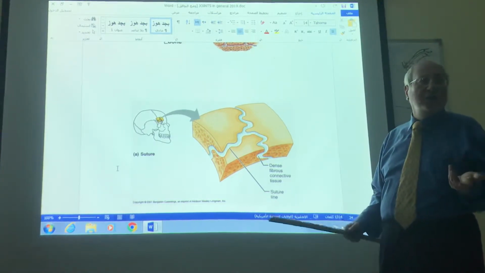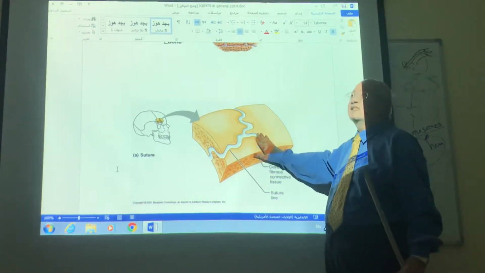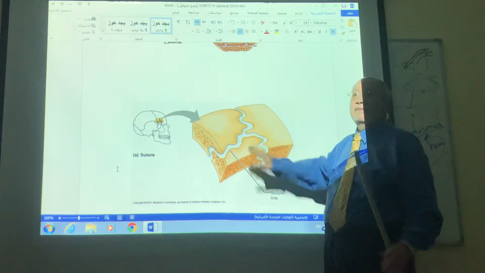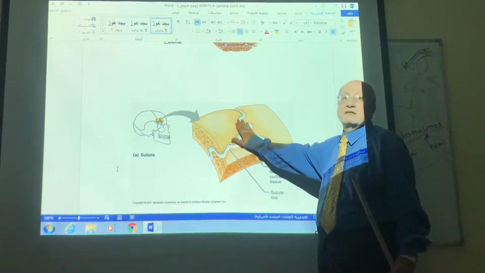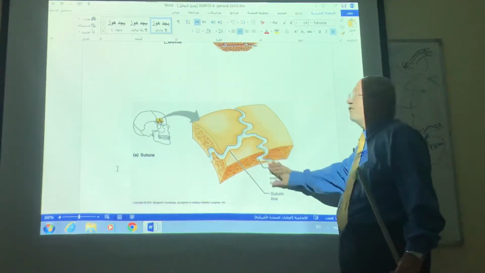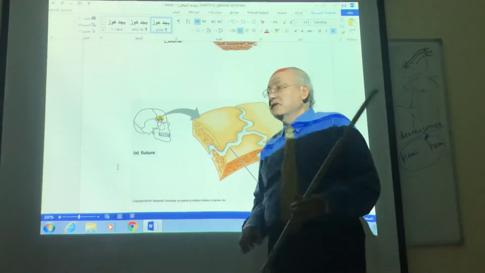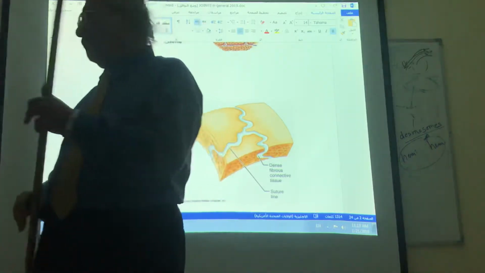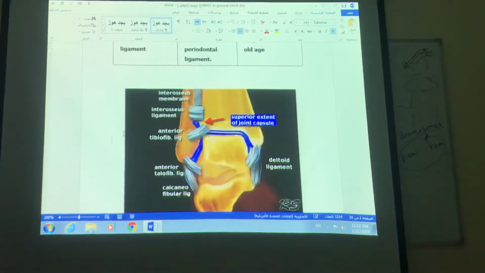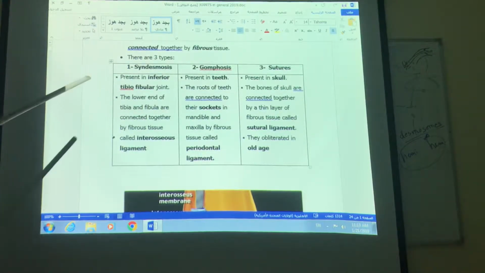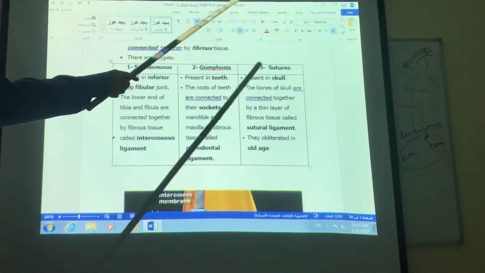Why in young age only? Because in old age this ligament is ossified and the bones become fused together with the disappearance of the sutural line. Therefore, these are the three types of fibrous joints: syndesmosis, gomphosis, and sutures.